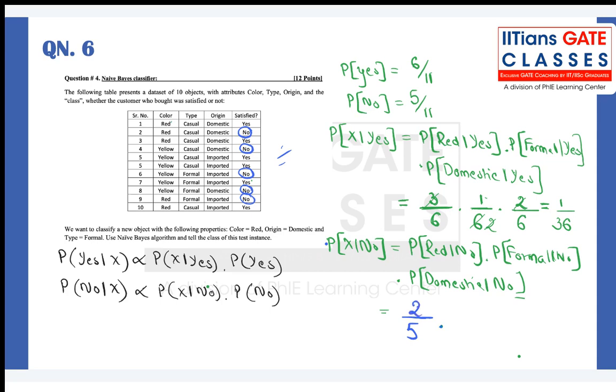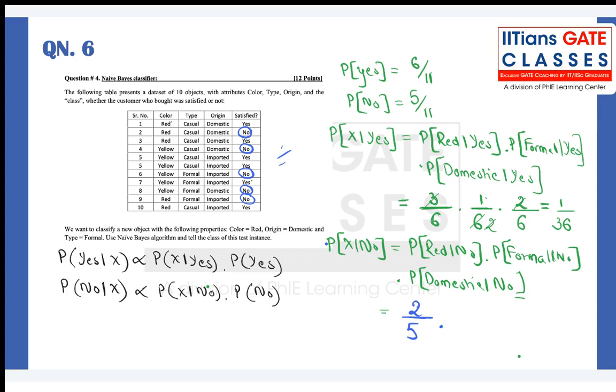Multiplied by. Again, you look at all the rows of no, because this is conditional probability. You're conditioning on some event. Condition means given that the event no has occurred, so you do not consider the yeses at all. Given that no has occurred, what is the probability that the color is red? That the type is formal? That the origin is domestic?